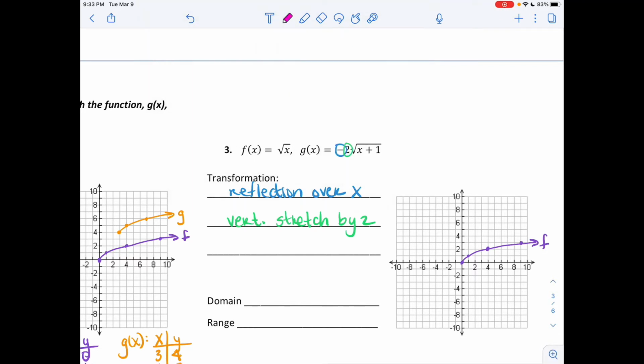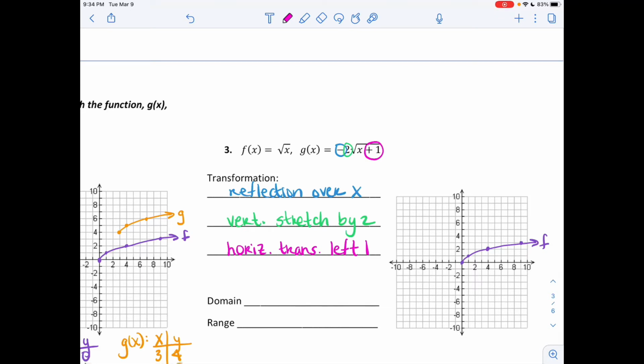Finally, a +1 under the radical and being added to my x. So remember that things are opposite when they're under a radical, and it has to be horizontal. So this is going to be a horizontal translation, and that will be to the left by 1 because I have a positive sign there.